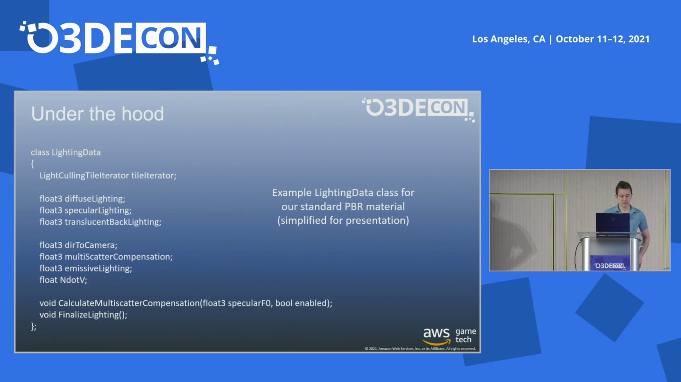And for the lighting data, we have our light tile iterator, we have the diffuse and specular lighting that we're going to accumulate throughout the lighting function. We have translucent backlighting that we also accumulate. And then we have a couple of helper values like direction to camera, normal dot view, emissive lighting, and scattering compensation. These are just pre-calculated because they don't change from light to light.